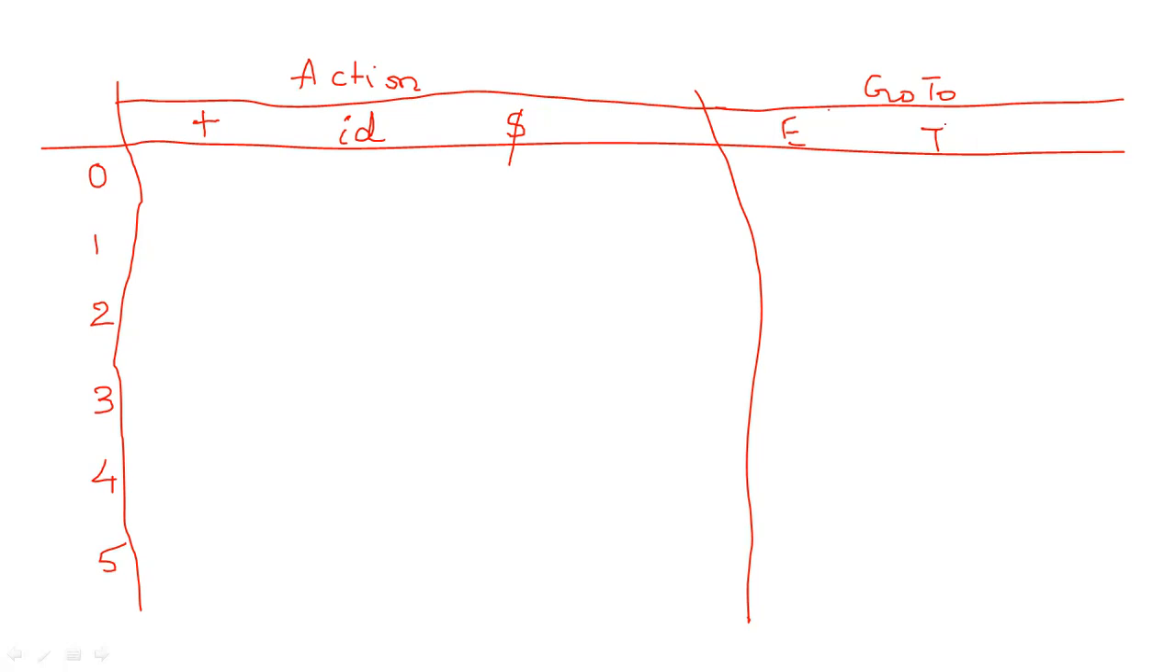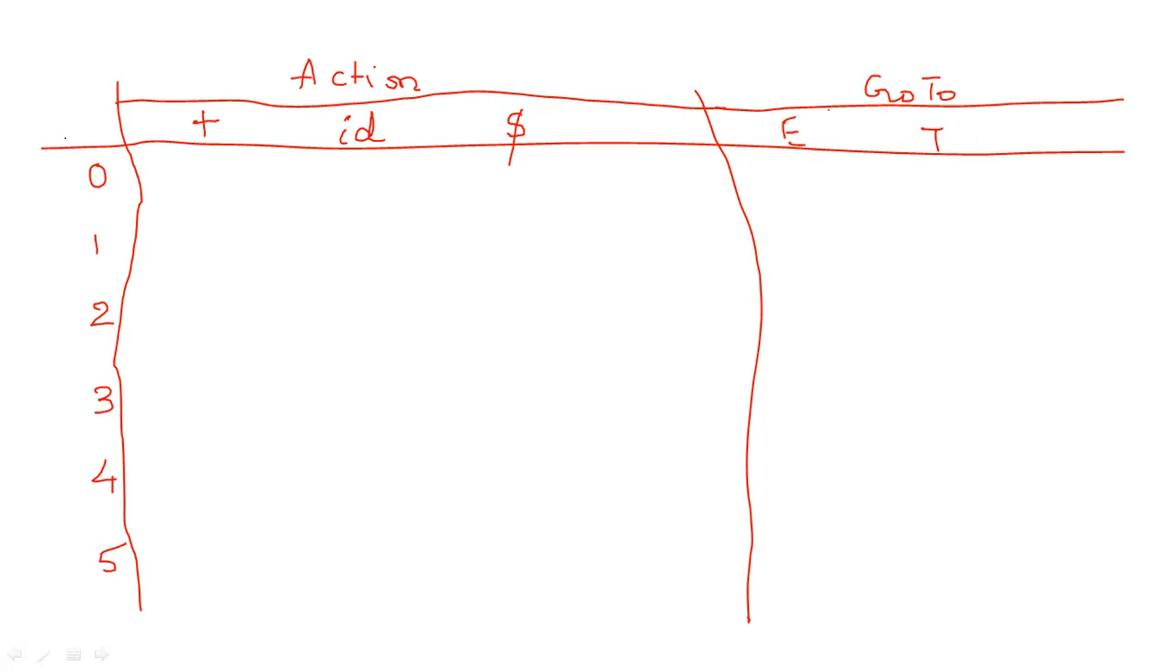Now let us concentrate on the action part. I have already told that the action part consists of four categories of entries. What are they? Shift action, reduce action, accept action, and error. First one is shift, then reduce, then accept, and the last one is error. The unfilled entries are all errors. So when to shift and when to reduce is what we are going to fill here.